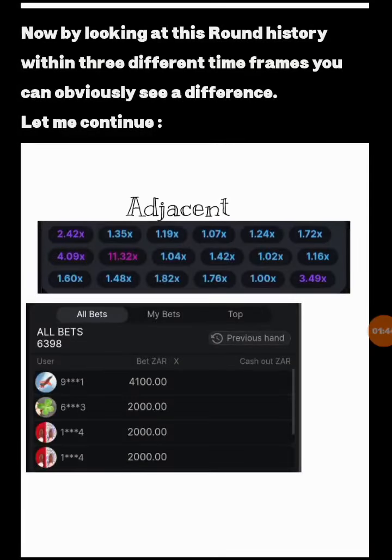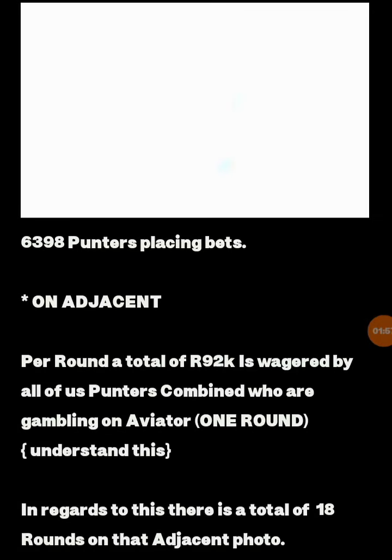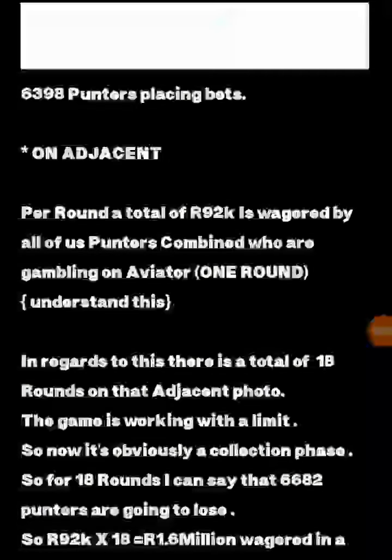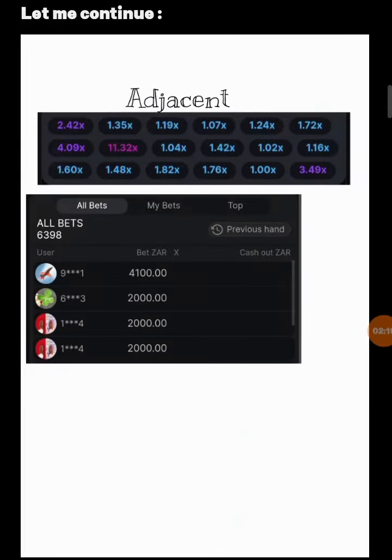As you can see, I put adjacent up, whereby there is 6,398 punters who are betting in a collection phase in Aviator. So this is how it works on adjacent, remember. So let's say out of that 6,398 punters, a total of 92,000 is wagered by all of us punters combined who are gambling on Aviator in one round. Understand this. In regards to this, there is a total of 18 rounds. Can you see 18 rounds here on this adjacent image? Okay, let's continue.